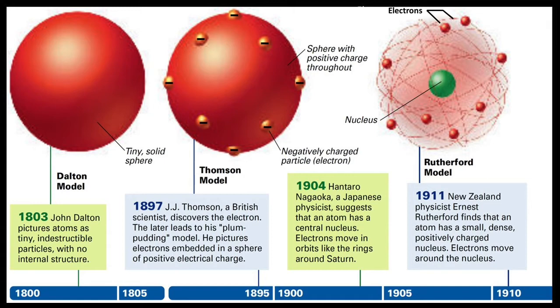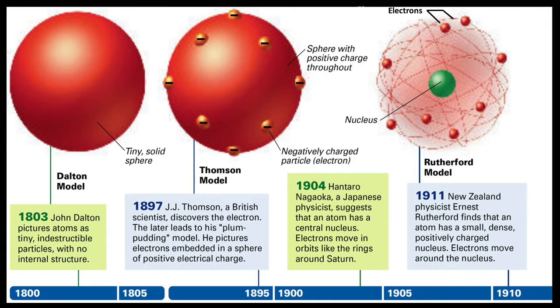In 1904, just 7 years later, Hantaro Nagaoka, a Japanese physicist, suggests that an atom has a central nucleus. The electrons move in orbits like the rings of Saturn. And then in 1911, just another 7 years later, New Zealand physicist Ernest Rutherford finds that an atom has a small, dense, positively charged nucleus. Electrons move around the nucleus. So that is going to endorse Hantaro Nagaoka's idea of the internal structure of the atom.